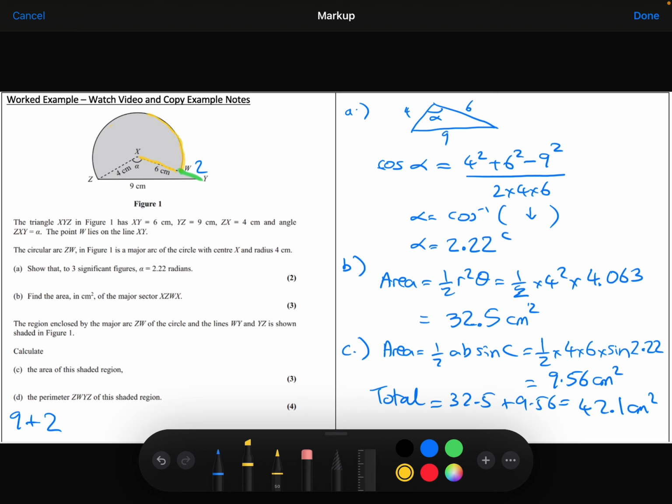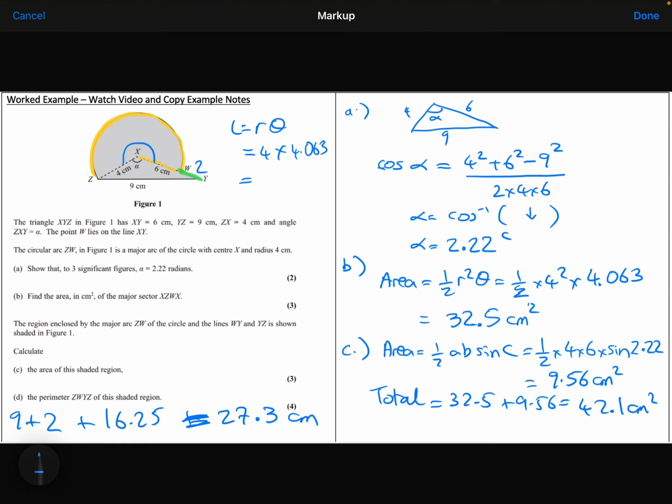Now I just need to work out what's this length around the outside, what's the arc length. Well, remember that the arc length is just r times theta, where I know that r is 4, and I know the angle here is the 4.063. So timesing those together, I find that the arc length is 16.25. Add that to the 11 to get the total perimeter, which will be 27.3 centimetres. And there we go.